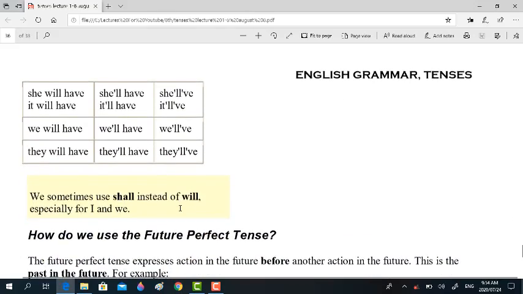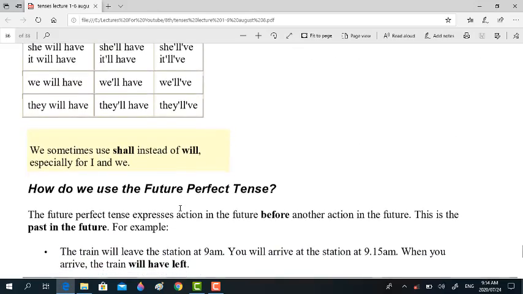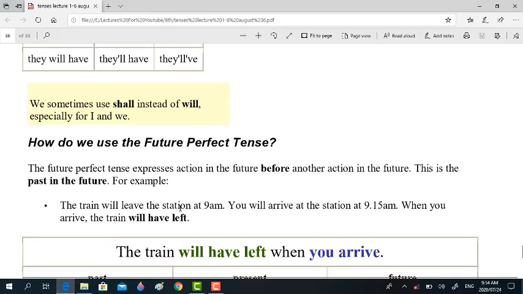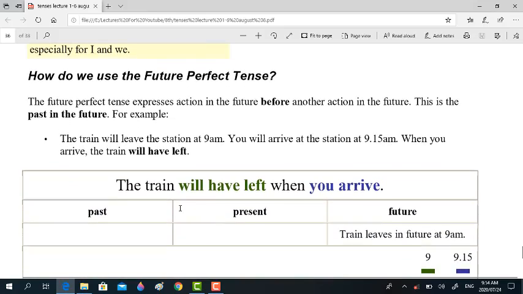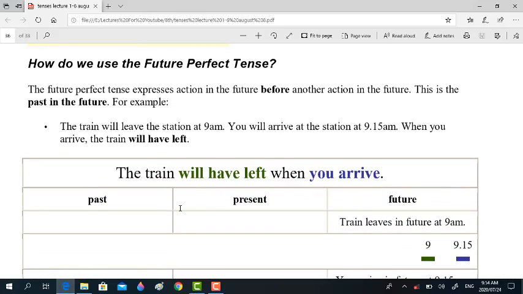We sometimes use shall instead of will, especially for I and we, that has been discussed earlier. Okay, now look at its uses. How do we use the future perfect tense? The future perfect tense expresses action in the future before another action in the future. This is the past in the future.